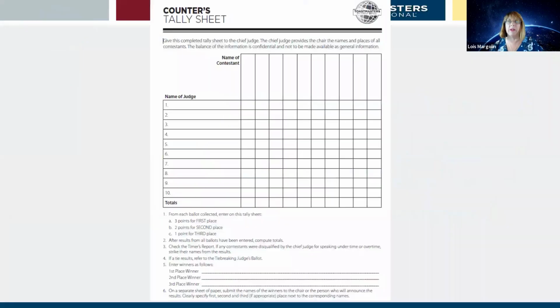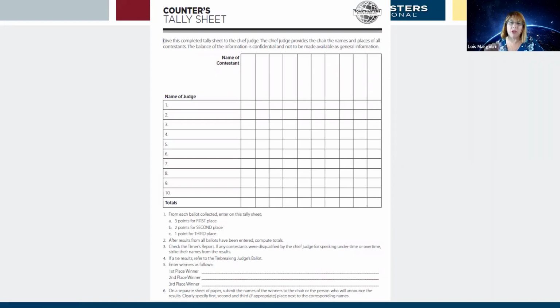This is important. This is what the counter's tally sheet looks like. You put the name of the judges down here, excluding the tie-breaking judge. The names of the contestants down here. The instructions are written. For first place, that contestant will get 3 points. Second place, 2 points. And third place, 1 point. You total them all up and you figure out and all agree who is first, second, and third.